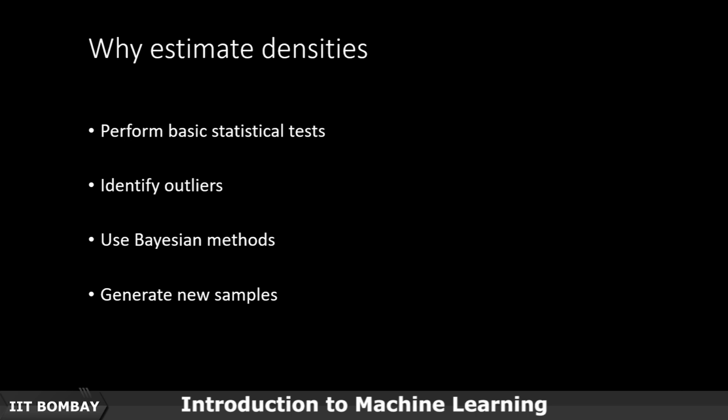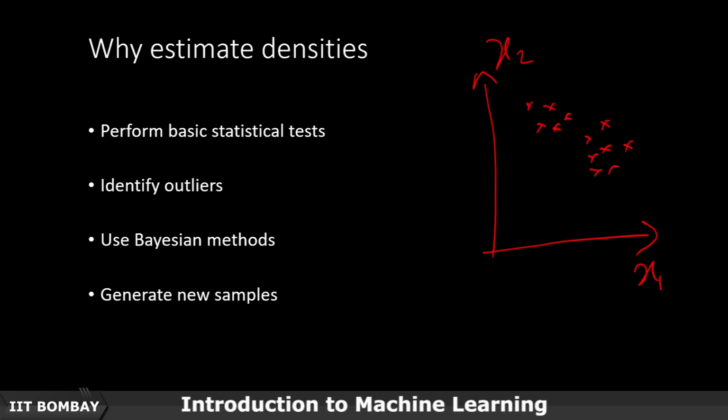So the first question that comes to mind is, why estimate the density of a given set of samples? So let's say we are given a bunch of data points. Let's take a two-dimensional space for example. Let's say this is an x1 x2 space, and all we are given is some distribution or some set of samples here. So the question is, why even try to estimate the density of the samples in this distribution?